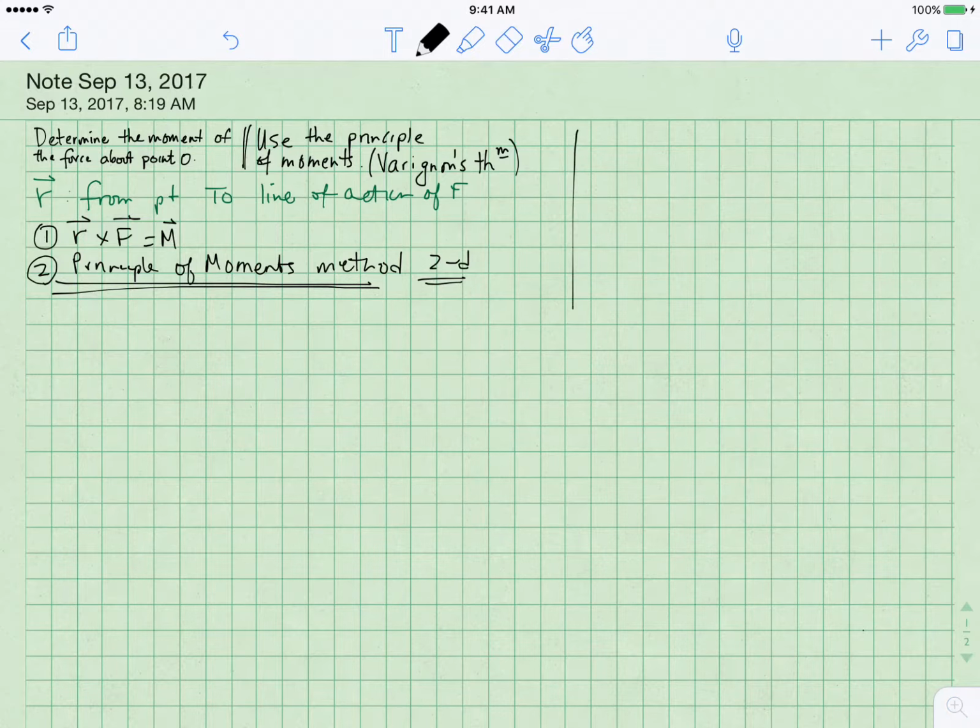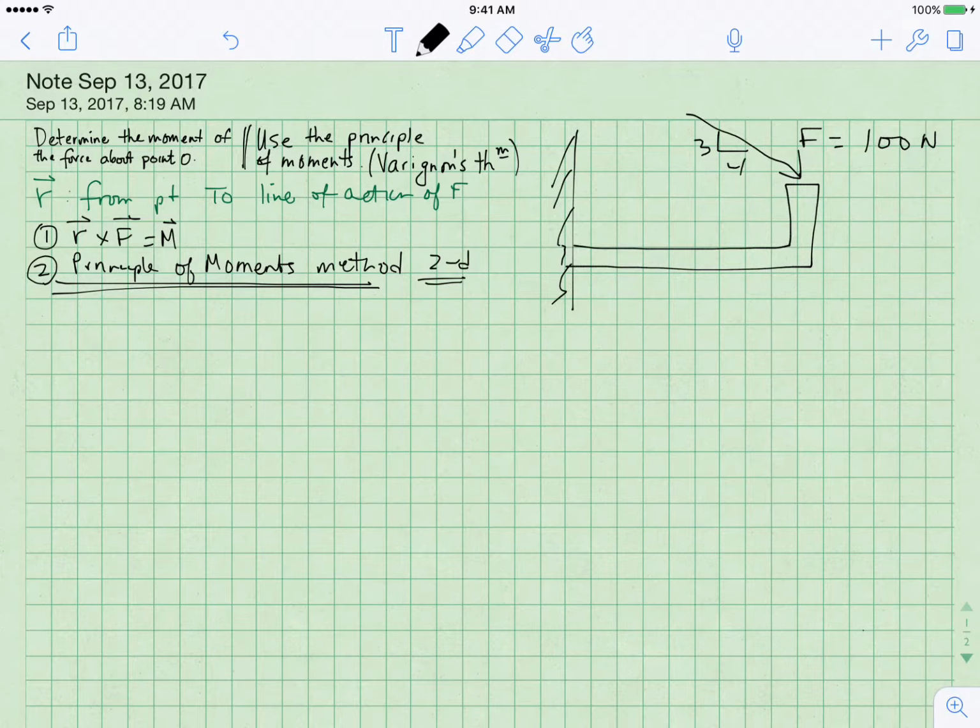What I had was a piece of wall, and I had a beam coming off it pointing up, doing something like this. We had a force being applied to it, which was equal to 100 newtons. We have a slope of 3 to 4. We had a distance of 5 meters and a distance of 2.